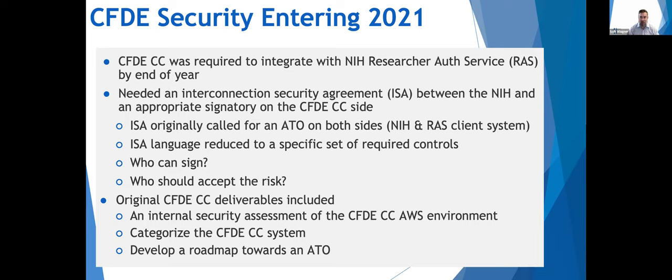And so now we've got to ask, all right, we're a multi-institutional project like many. Who is the signatory? Originally, the language of the ISA said that both sides were expected to have an ATO. So now we're looking at, does Globus need an ATO? Does the CFDE coordinating systems need an ATO? And then who's the signature? I don't think I could sign it as a subawardee for the project. I don't think that I can take on that kind of risk.